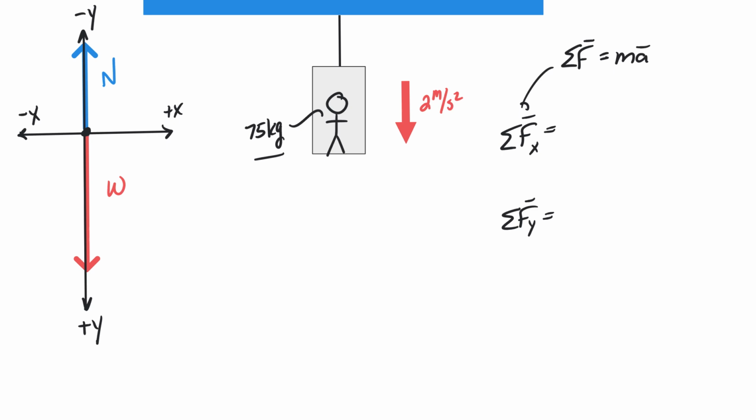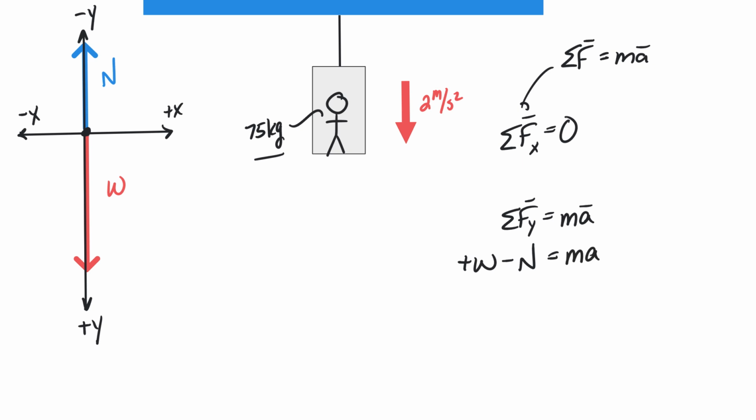Is the net force in the x direction 0 or ma? 0. Is the net force in the y direction 0 or ma? Ma. All right. I don't think I have to evaluate anything in the x direction, but in the y direction, I appear to have two forces. Positive weight minus normal force equals ma.